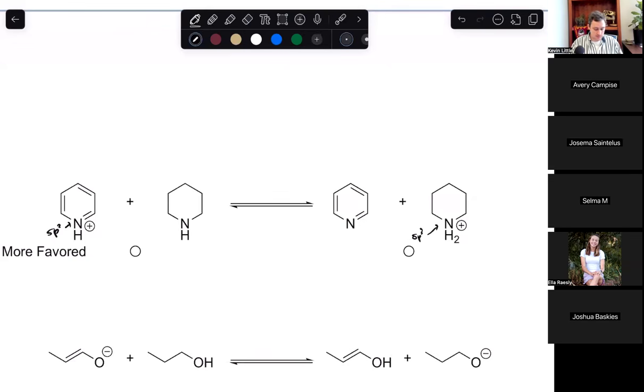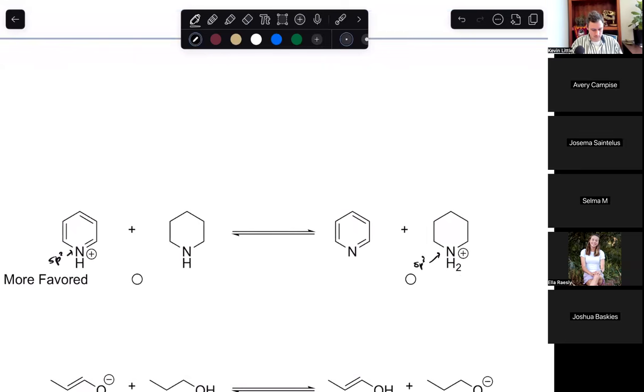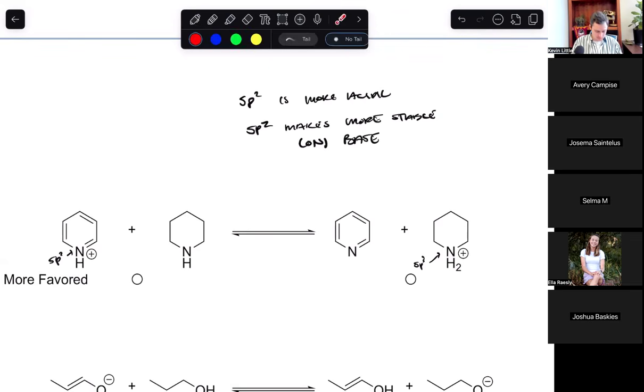What do we remember about sp2 and sp3 in terms of acidity? sp2 is more acidic, right? Or sp2 makes the more stable conjugate base. So those are the two different ways you can think about this, right?